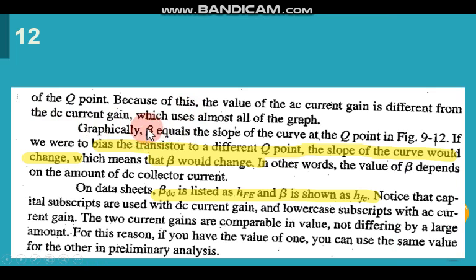Graphically, this beta indicates the AC beta, and whenever we want to indicate the DC beta, we will write beta DC, and if we write simple beta, that means it is an AC beta. Graphically, beta equals the slope of the curve. If we were to bias the transistor at a different Q point, the slope of the curve would change, which means the beta would change. In other words, beta depends on the amount of DC collector current.